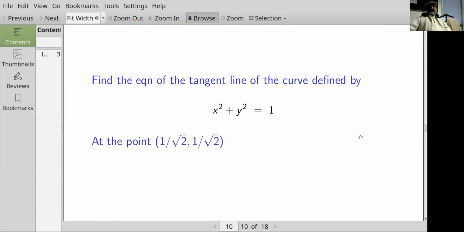Okay, so let's do the first example. You define y implicitly as a function of x by the equation x squared plus y squared is equal to 1. And having done that, I would like to find the equation of the tangent line at the point 1 over root 2, 1 over root 2. You can check that this point lies on this circle defined by this equation.